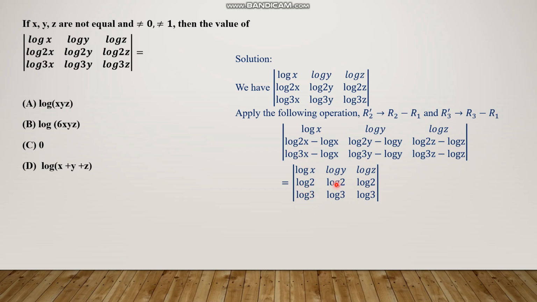Now we can take log 2 common from the second row and log 3 common from the third row, and we get it like this. It is log 2 into log 3. First row as it is. Second row, since we have taken log 2 as common, we are left with 1 1 1, and here also 1 1 1. And we know that if two rows of a determinant are identical, then the answer is 0. So it is option C, and the answer will be 0.